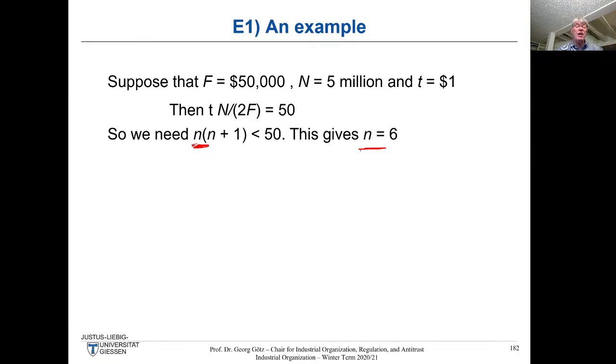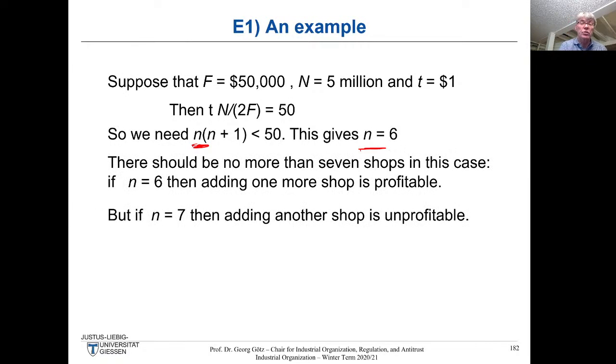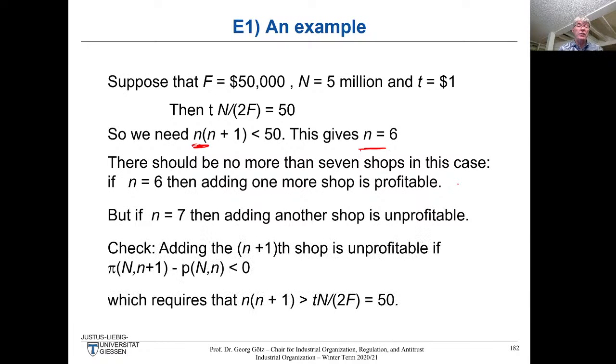So if you have 6 shops, it's optimal to add another one. If you have 7, it's no longer optimal to add one. So that's exactly what's written here, and of course, you can just write that down, and you will see that then your profit goes down. That, of course, should read pi rather than p here. Okay, and this requires exactly this to be the case.